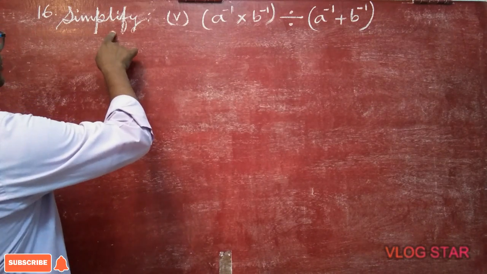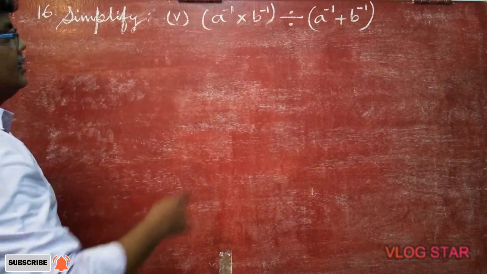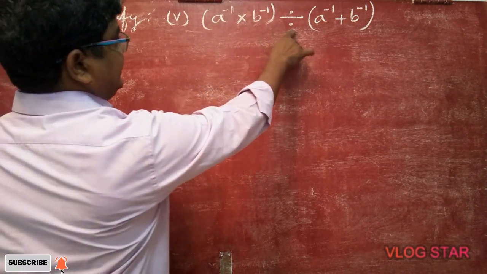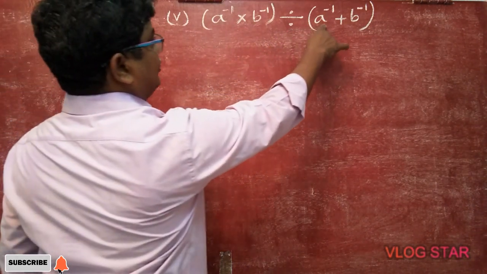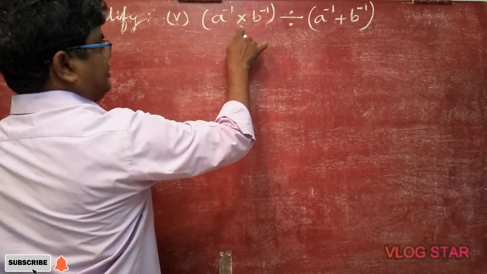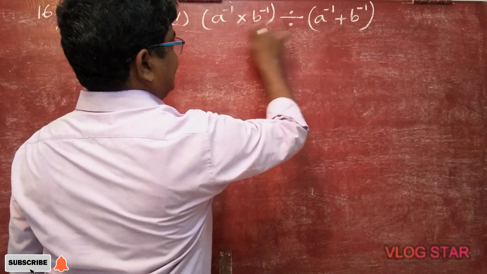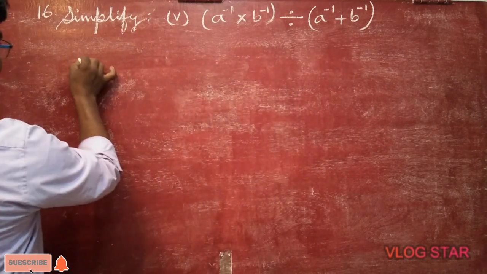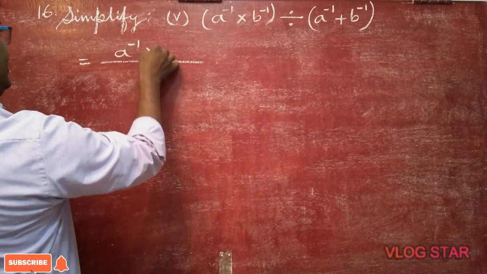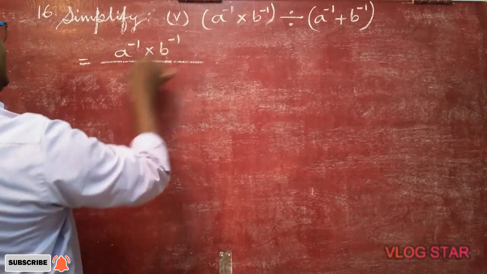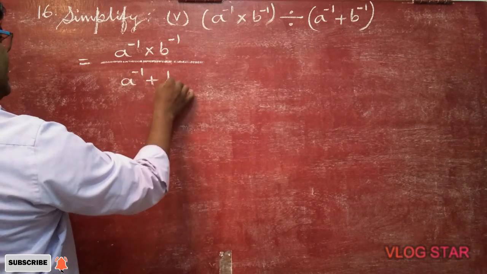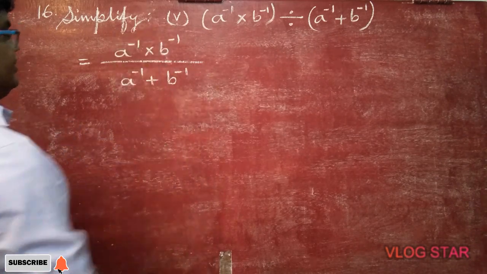Sixteenth problem again. Simplify fifth bit. A to the power of minus 1 into B to the power of minus 1 divided by a to the power of minus 1 plus b to the power of minus 1. Here into is there, here plus is there, we are going to divide. So the meaning of that is a power minus 1 into b power minus 1 divided by a to the power of minus 1 plus b to the power of minus 1.